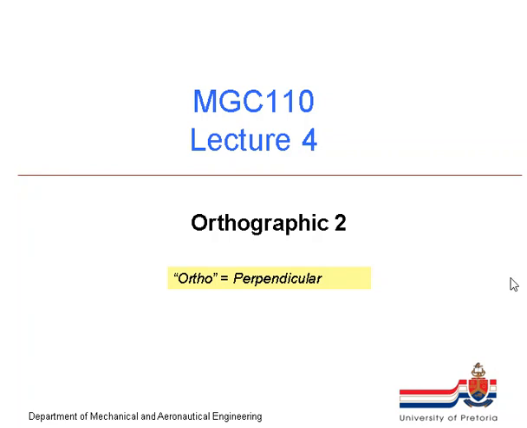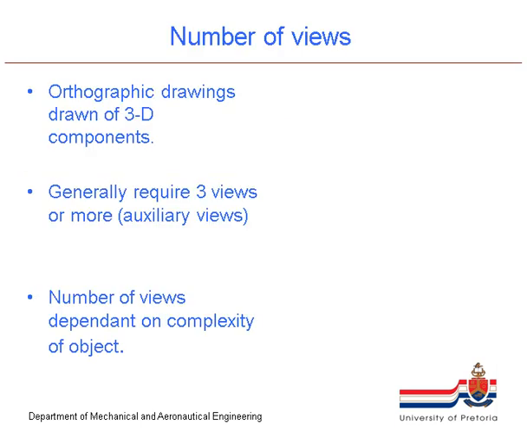Orthographic drawing lecture 2. So today we're doing the number of views first. Orthographic drawings are drawings of 3D components, but it's multiple 2D views from different angles of the 3D component. Generally we require 3 views or even more views of an object to fully describe the shape of the object. But the number of views depends on the complexity of the object.